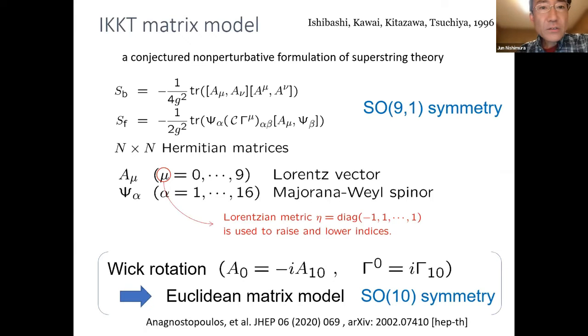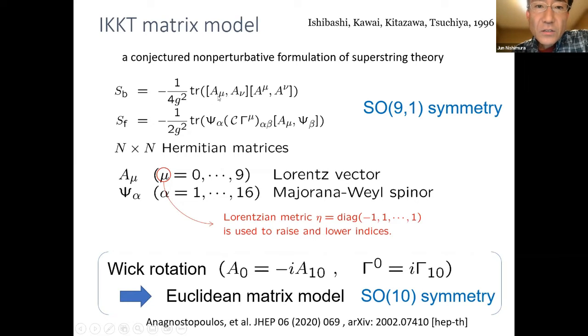later. Okay, so my talk is about the IKKT matrix model, which was proposed by these Japanese people in 1996 as a conjectured non-perturbative formulation of superstring theory. The model is very simple. It's just a model of 10 bosonic and 16 fermionic matrices. And the action is given like this.